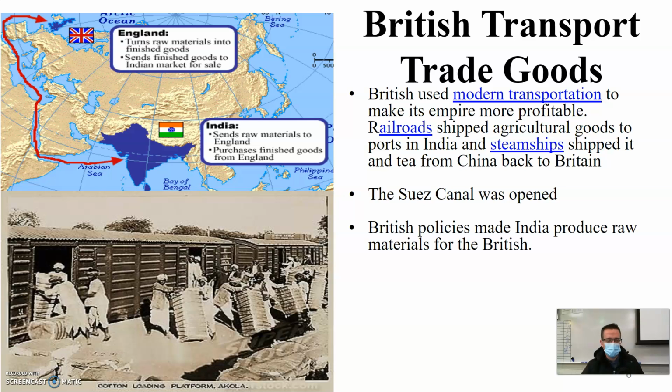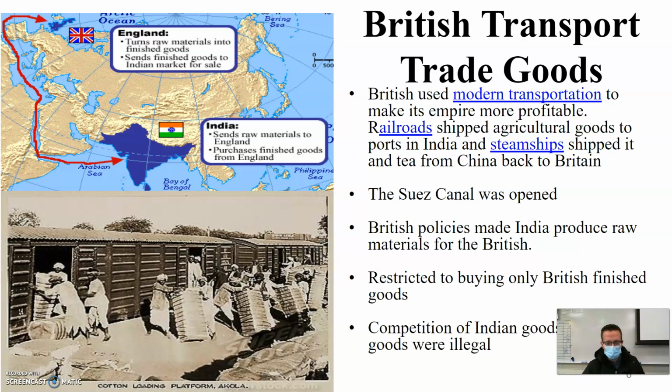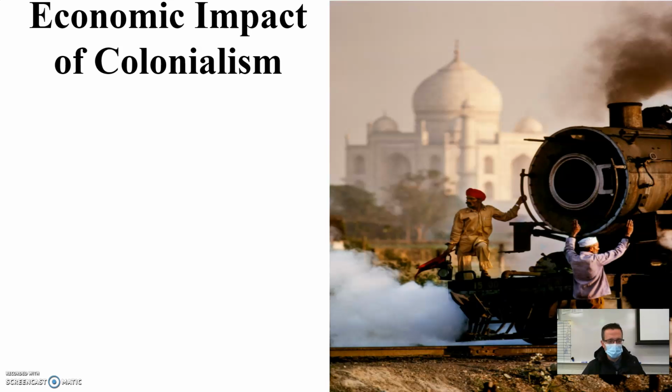Okay, so the British policies made India produce raw materials for the British, and then they bought the finished goods from England. So that's really where the value was added. All right, and really competition was illegal at different times.